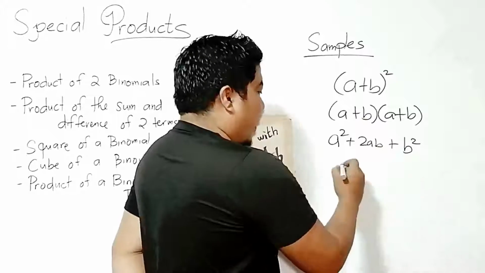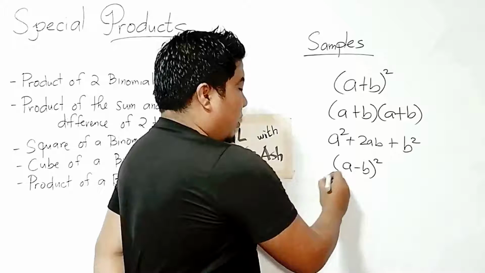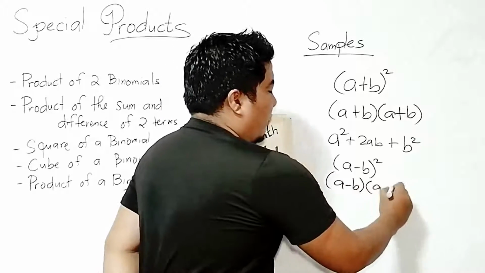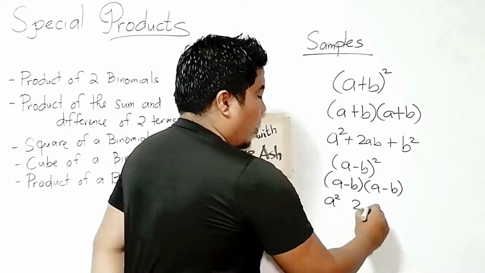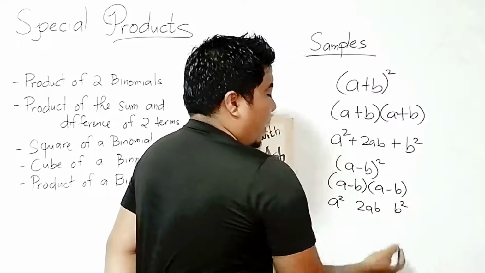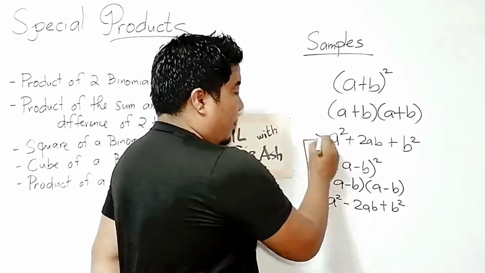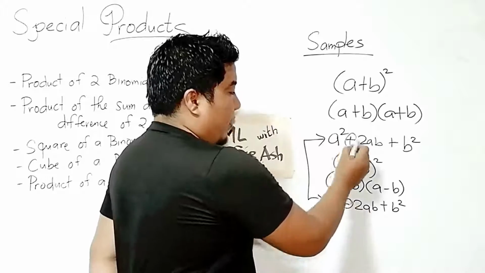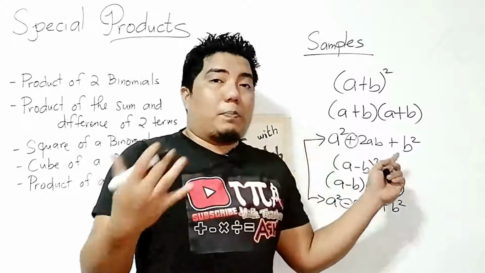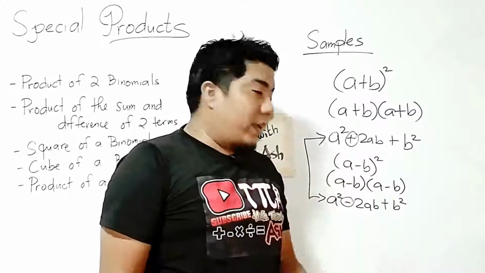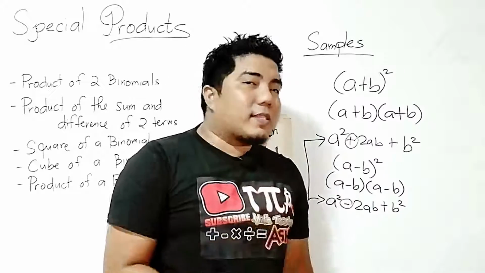So now the question is, what if this is subtraction? Let's say a minus b squared, okay? By expanding, the final answer will be a squared, 2ab, b squared. This will become plus, this will become minus. As you can see, if you compare them, this is the only difference. If you have the binomial sum, all of its terms are positive. But if you have a binomial difference, then the second term is negative. Easy, right?